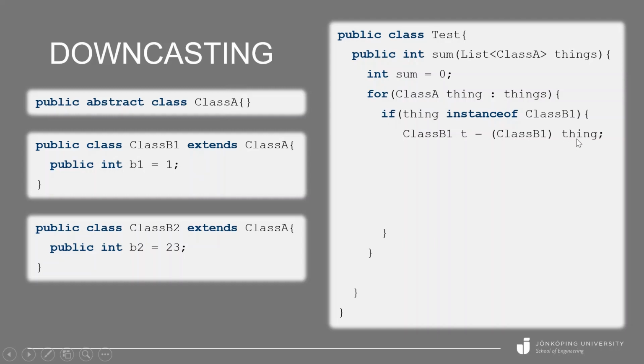But here we downcast the thing to the class B1, which we call T, and then we can access B1 from that T variable. And if thing is not an instance of class B1, well, then it has to be an instance of class B2, and in that case we downcast it to the class B2. And we add B2 to the sum, and then we return it here.